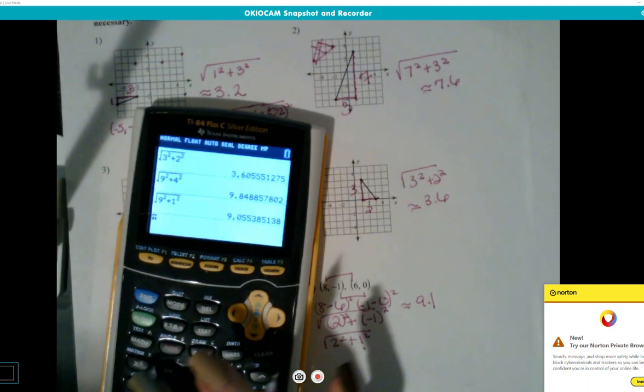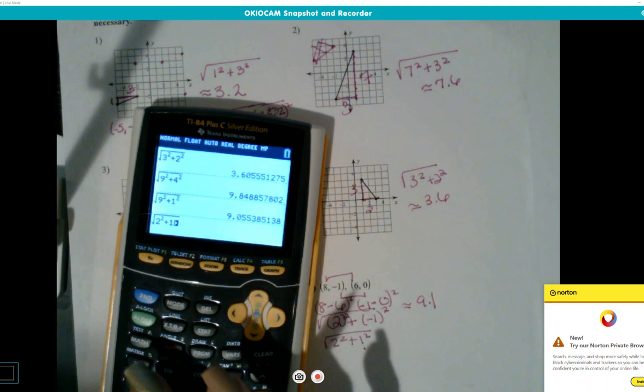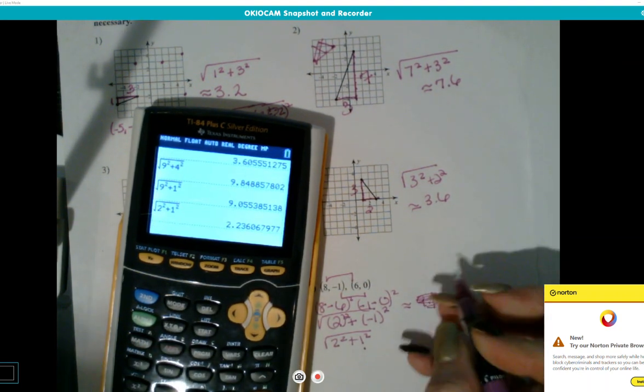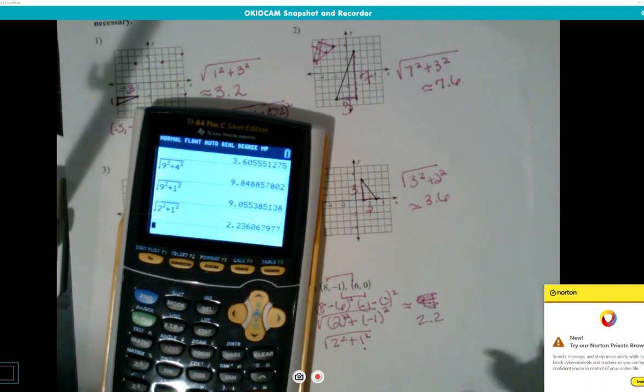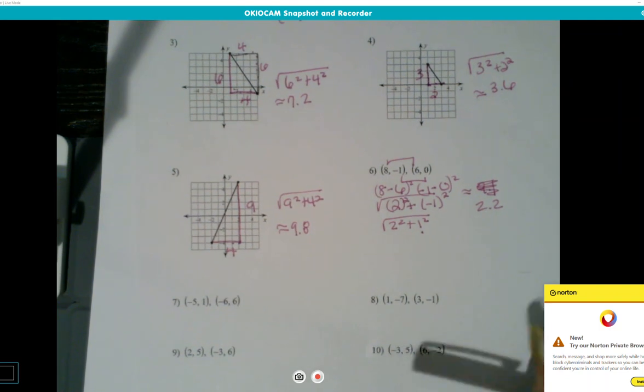The square root of 2 squared. Oh, go back. Mercy. Squared plus 1 squared. So see, that was a great way to check myself. Something was wrong there. And so then that should have been approximately 2.2. My bad. But it's still bigger than the other two. All right, so then we're going to just keep practicing this.